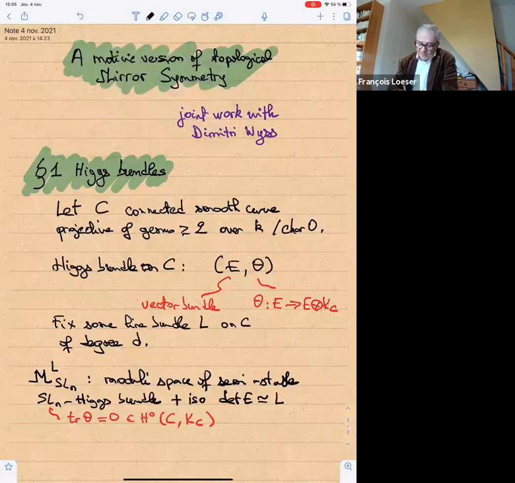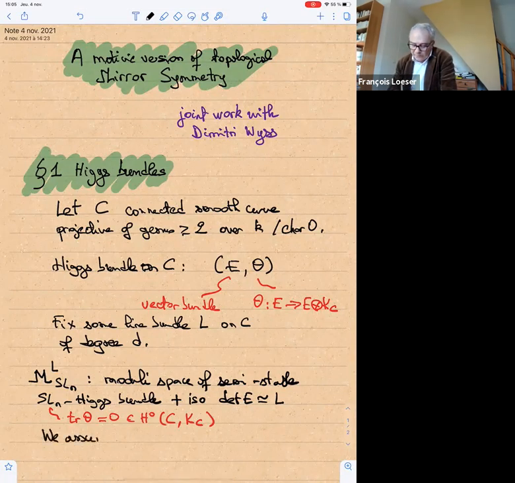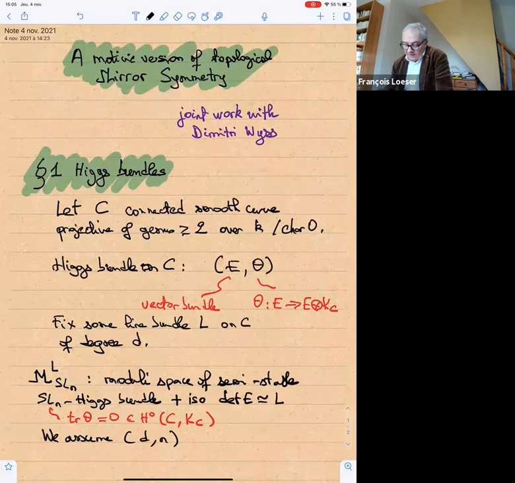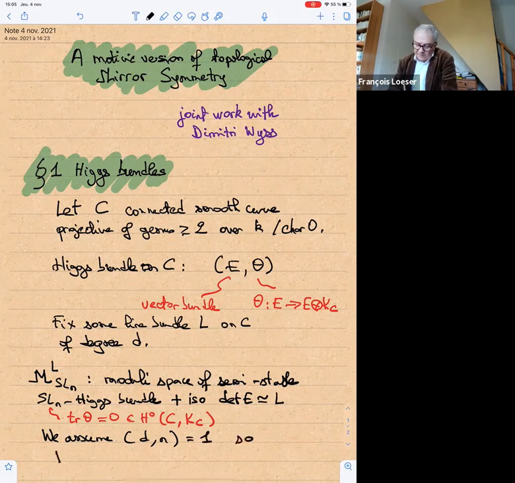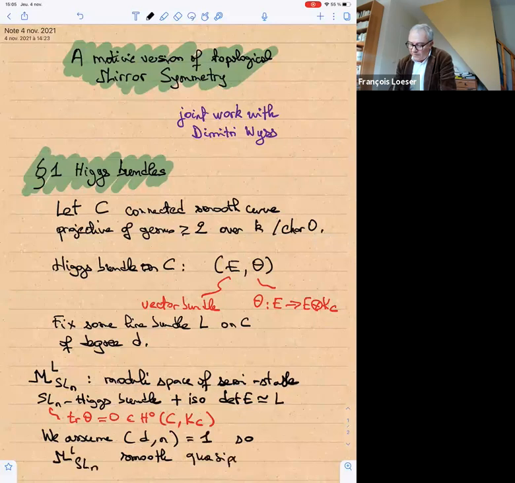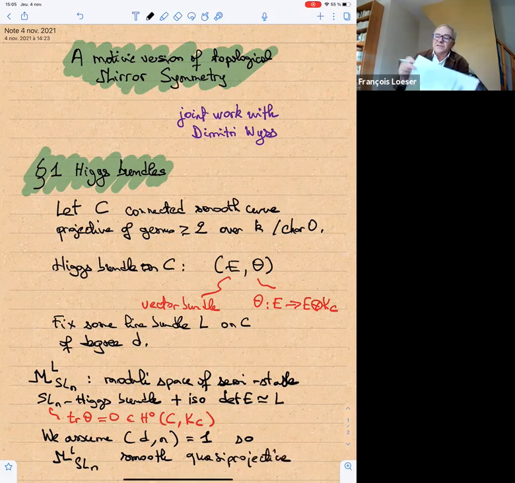Okay, and we will always assume that D and N are coprime. And in this case, the moduli space is smooth and quasi-projective. So that's for the first of these two spaces.